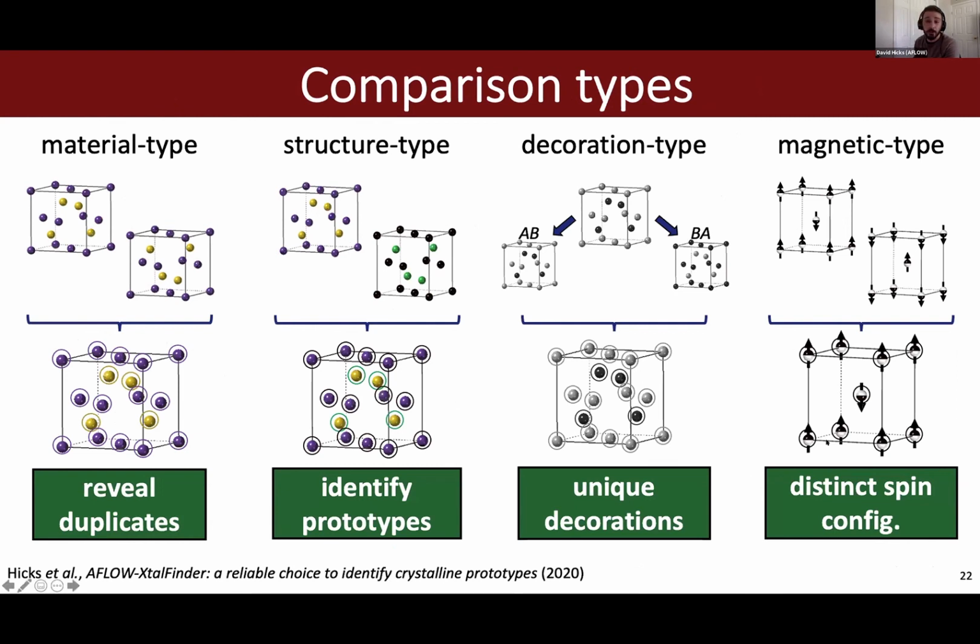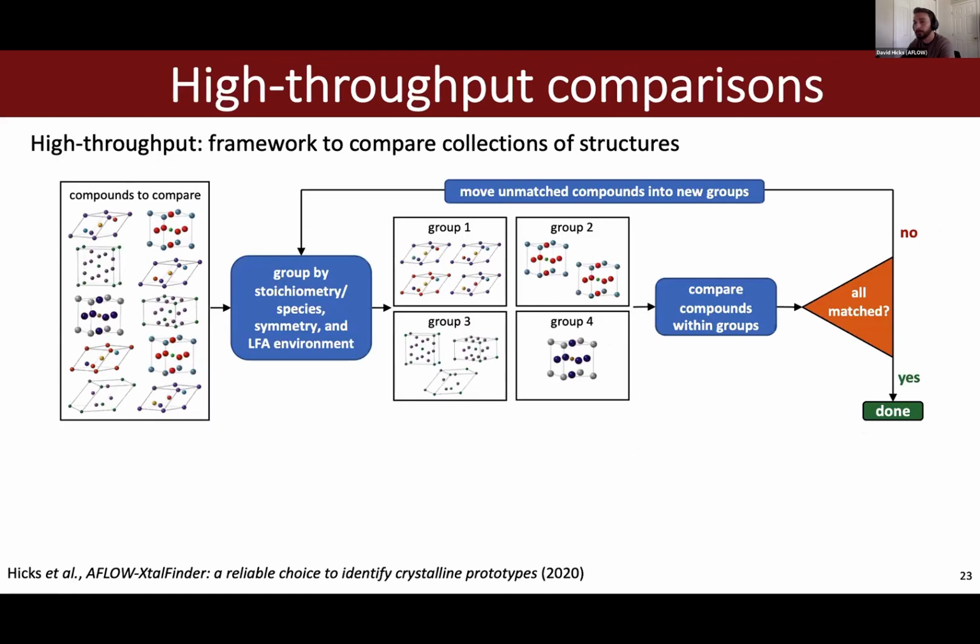And then you can also introduce the magnetic moment. Here you have two antiferromagnetic structures, and maybe you want to know whether or not they are the same. You can perform this mapping with the AFLOW-XtalFinder tool, and this will give you distinct spin configurations. I'll highlight this briefly: we can perform many comparisons at once via the scheme, so you don't need to do just one at a time. AFLOW will automatically aggregate the structures into equivalent sets.